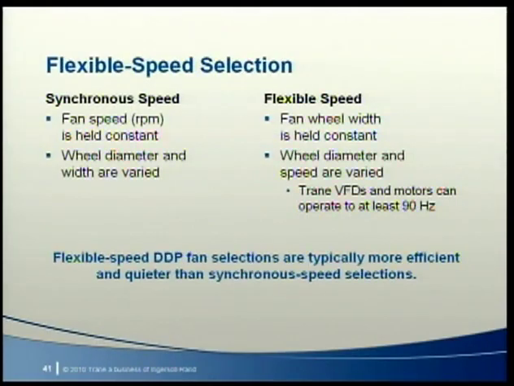As an example, the VFDs and motors that Trane uses for direct drive plenum fans and air handling units can operate up to at least 90 Hertz, which equates to about 2700 RPM for a nominal 1800 RPM motor. Flexible speed selections typically allow for a more efficient and quieter fan choice. Let's look at an example.